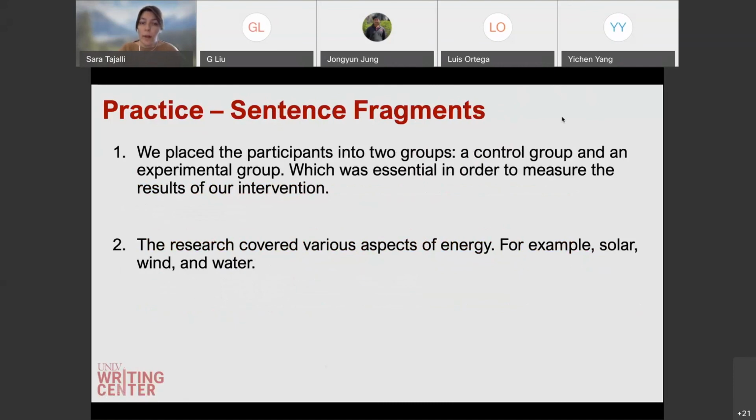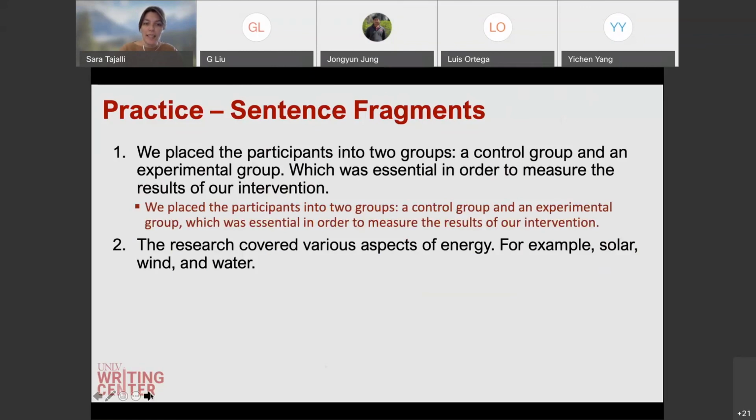So we have a fragment here. How can we connect these 2 sentences to avoid the fragment? Right. Thank you. Replace the period after group with a comma. Exactly. All right, the research covered various aspects of energy, for example, solar, wind, and water.